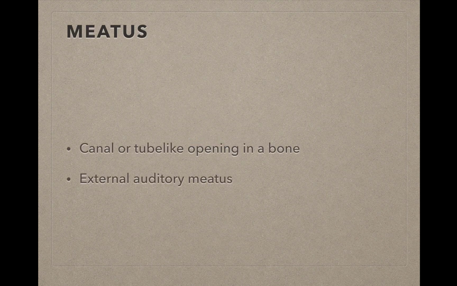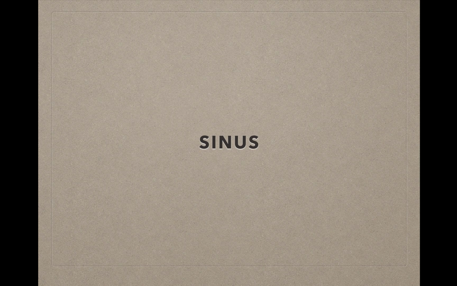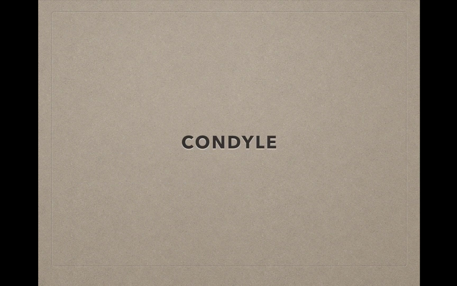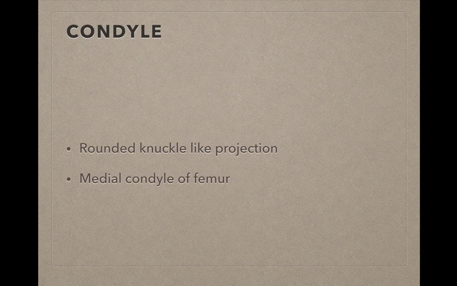Meatus, canal or tube-like opening in a bone. External auditory meatus is an example of this. Sinus, air-filled cavity within a bone. Frontal sinus cavity in the frontal bone is an example of this. Condyle, rounded knuckle-like projection. An example of this would be the medial condyle of the femur.